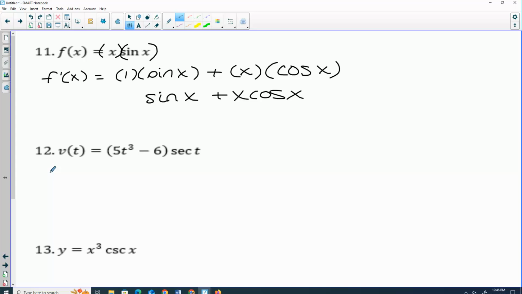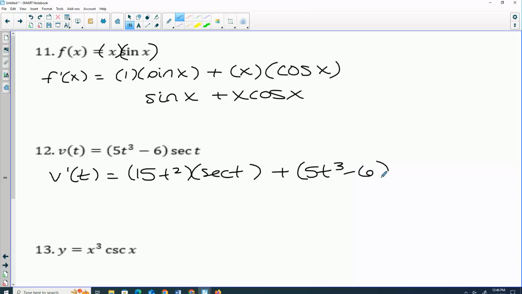12, again, product rule. Derivative of the first, so 15t squared times the second, plus the first times the derivative of the second. What's the derivative of secant? Secant t tangent t. So make sure you review those trig derivatives. They will all be on your test.